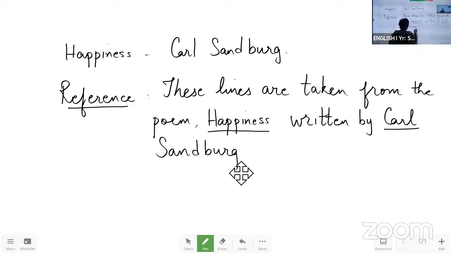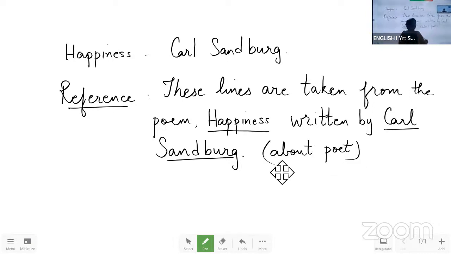Now, if you are writing supplementary, this is sufficient for you. Just mention the name of the poem and the name of the poet. But if you are writing betterment, this is not sufficient, children. Write a little bit more about the poet. A little more, just 2 lines about the poet.